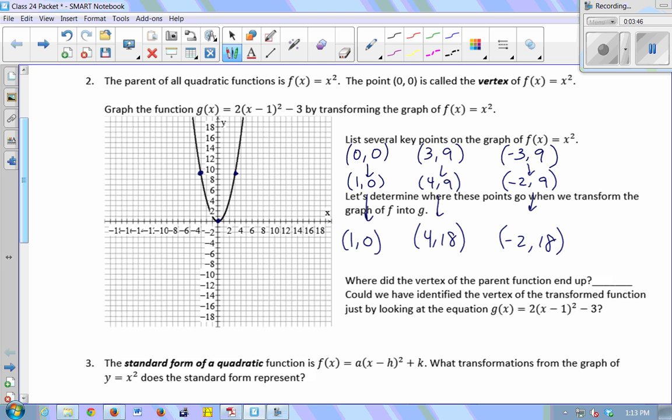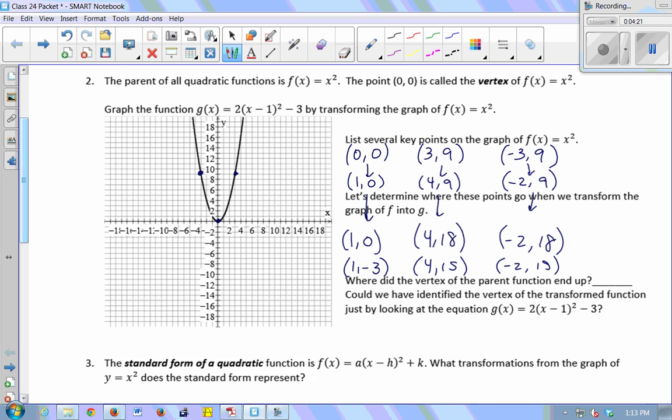All right, and then the last transformation is the -3, down. That -3 is outside, right? So it's a vertical shift, so it's down 3. So how do you change the coordinates of a point to move it down 3? Subtract 3. So this is going to become 1, -3, 4, 15, and -2, 15.